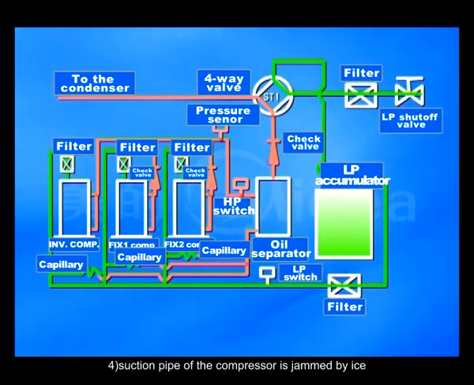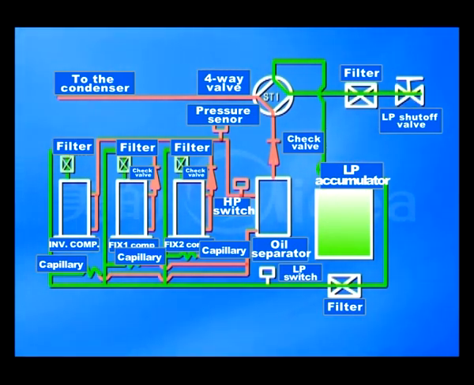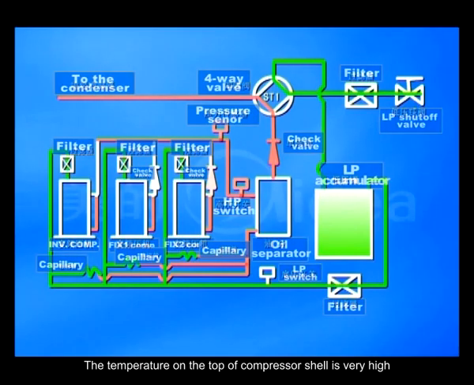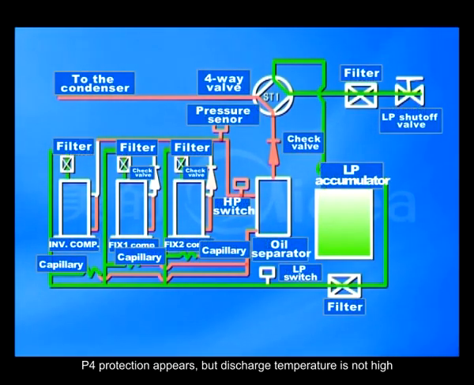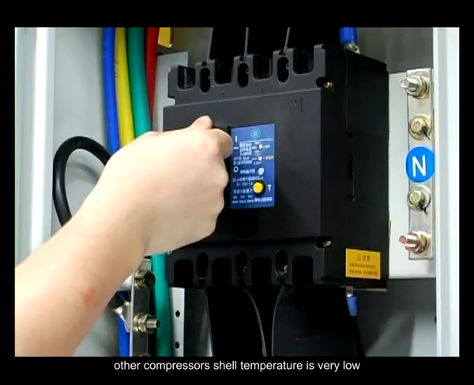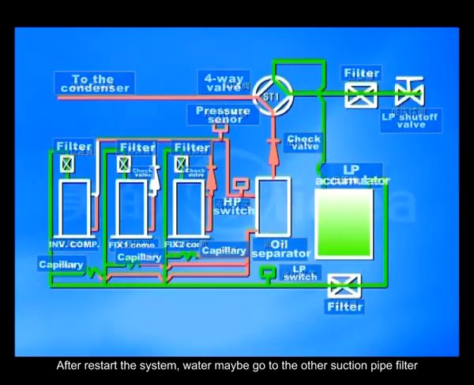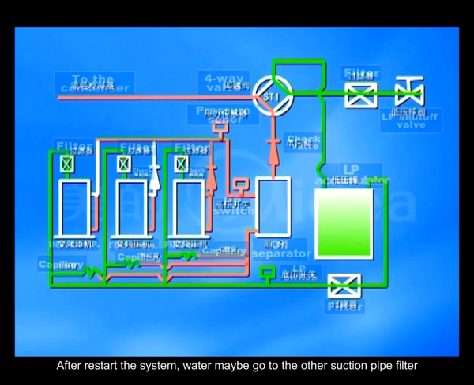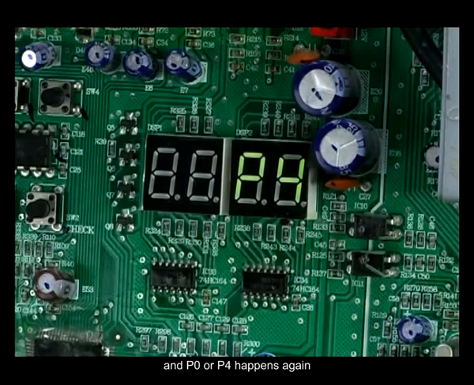4. Suction pipe of the compressor is jammed by ice. The temperature of the top of the compressor shell is very high. P4 protection appears, but discharge temperature is not high. Other compressors' shell temperature is very low. After restarting the system, water may go to the other suction pipe filter, and P0 or P4 happens again.